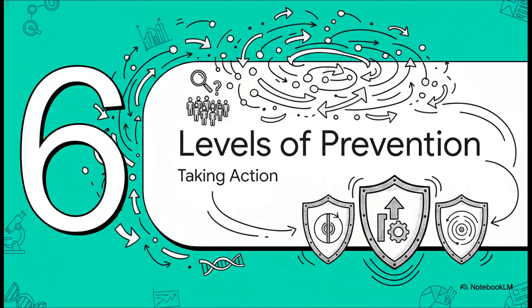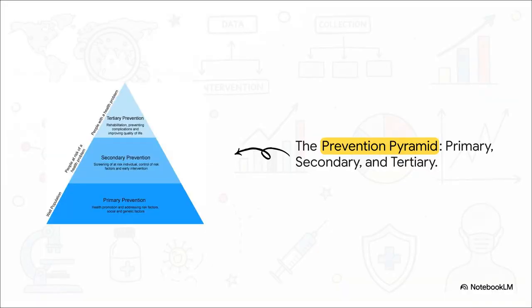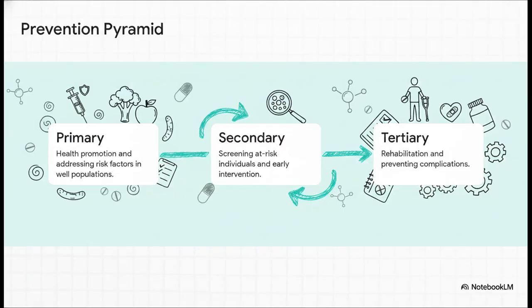All right, final stretch. Section 6, Levels of Disease Prevention, where we finally take action. This right here, the prevention pyramid, is literally your cheat sheet for public health interventions. You've got to know this inside and out. Notice how it moves from the super broad base of the completely well population at the bottom all the way up to the narrow tip of people who are already dealing with established health problems. Let's break those steps down really quick.